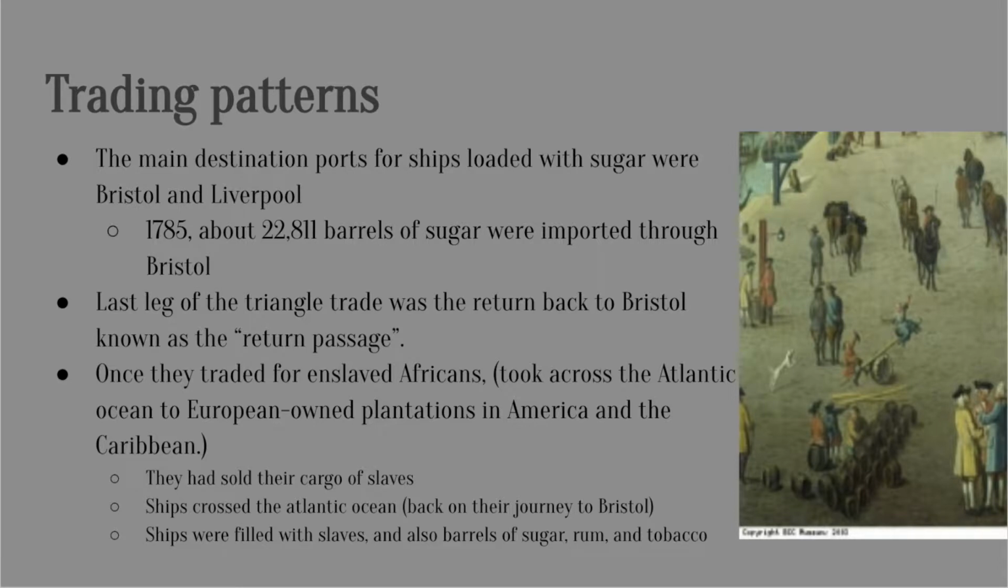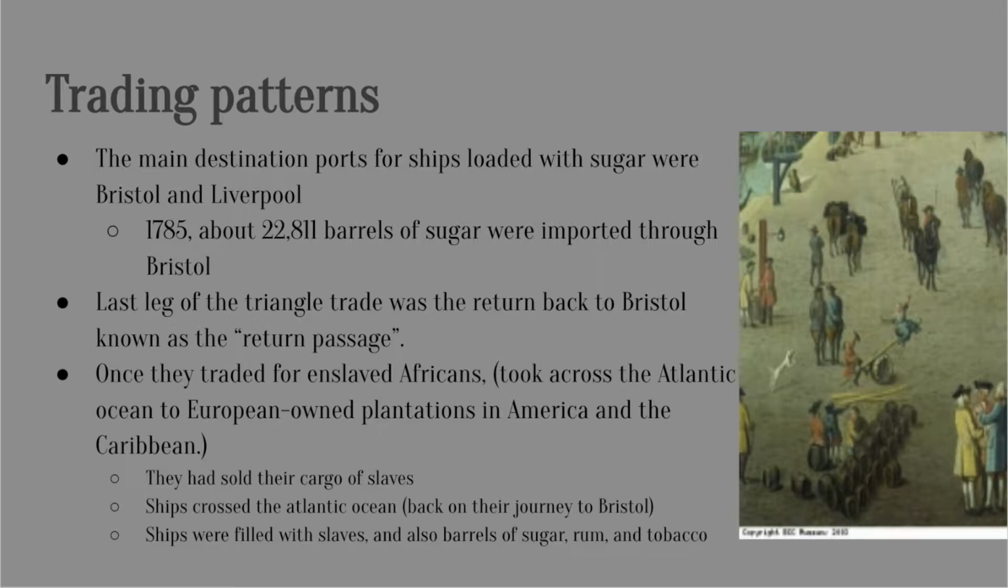Trading patterns. The main destination ports for ships loaded with sugar were Bristol and Liverpool. In 1785, about 22,811 barrels of sugar were imported through Bristol. The last leg of the triangle trade was the return back to Bristol, known as the Return Passage.